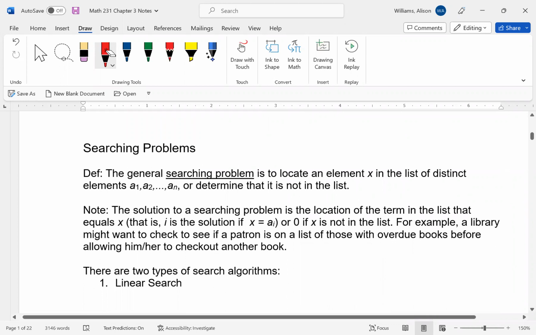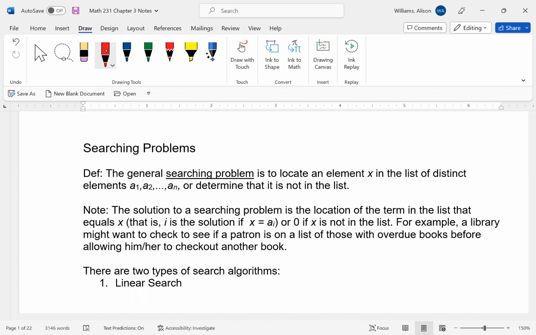Let's move into searching problems. A searching problem is to locate an element x in a distinct list of elements or determine if it's not even in the list. A searching problem is useful when, for example, a library might want to check to see if a patron is on a list of those with overdue books. So the computer needs to search through a list of people who have overdue books and see if that person happens to be on the list. So there you go, search feature.